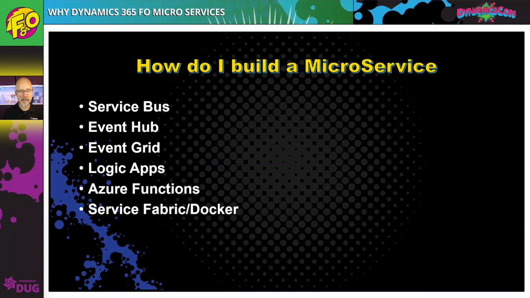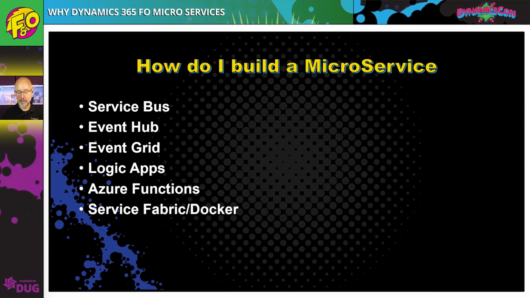We have the Service Bus, we have Event Hub, we have Event Grid for making message-based integrations and message-based microservices. We also have Logic Apps, which we can use. Logic Apps, for you who don't know, is the small brother of Power Platform, Power Automate. If you need to build code, there are a couple of different options for you.